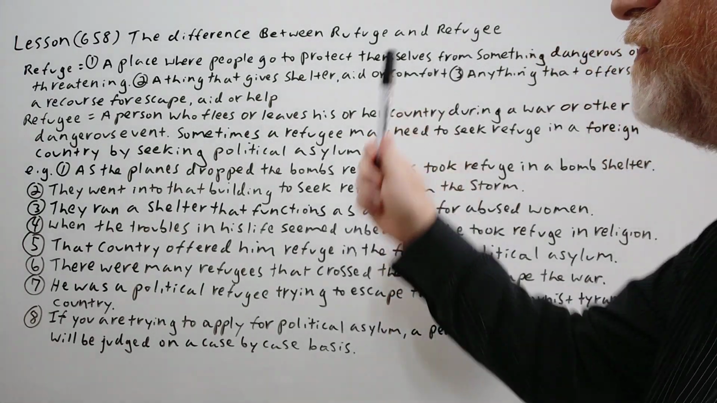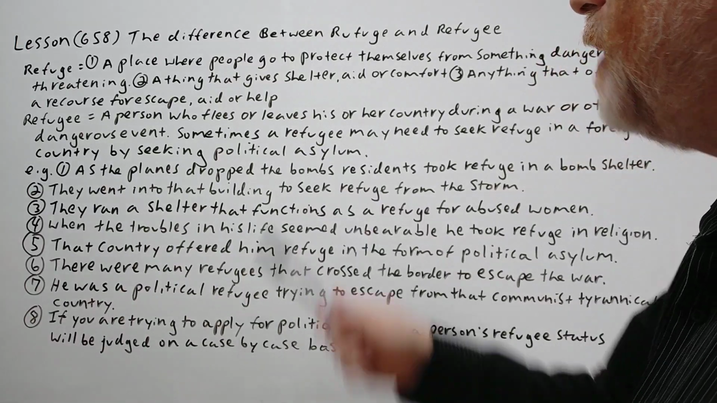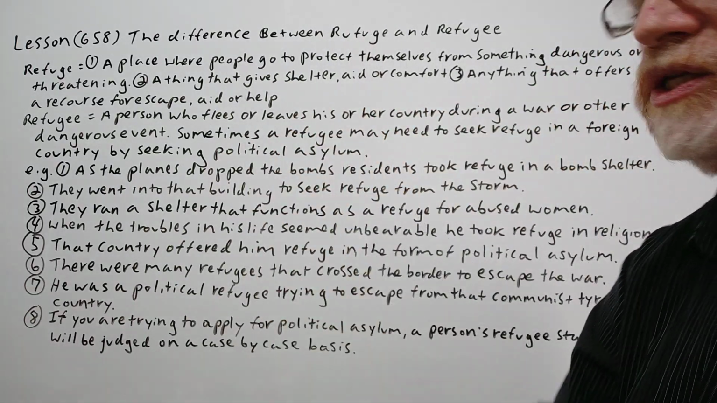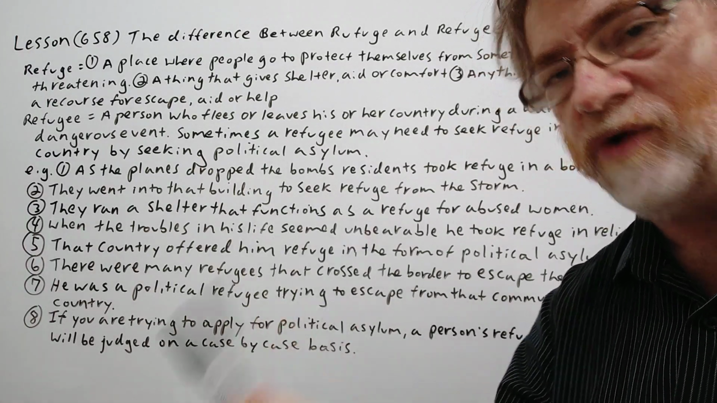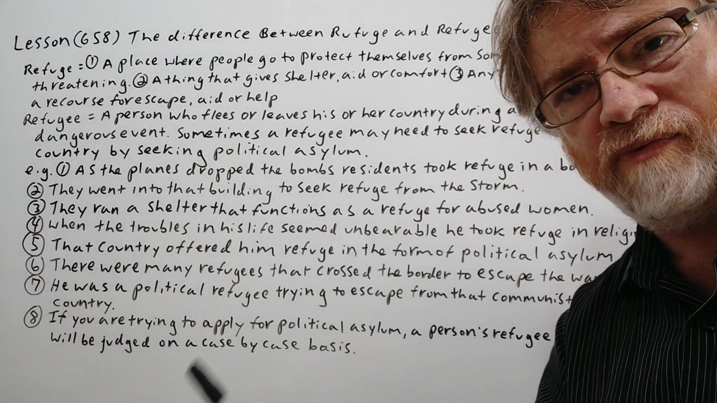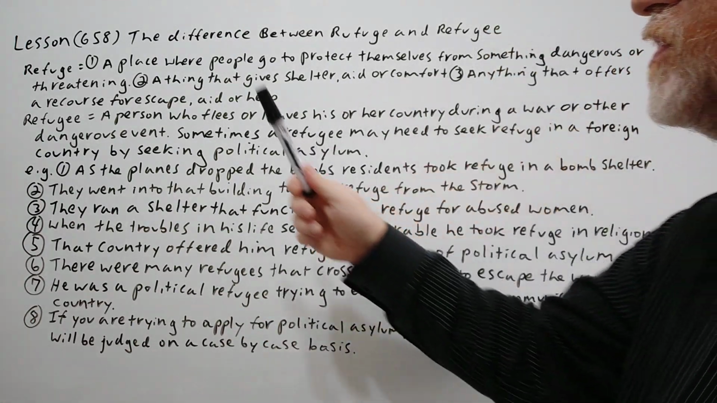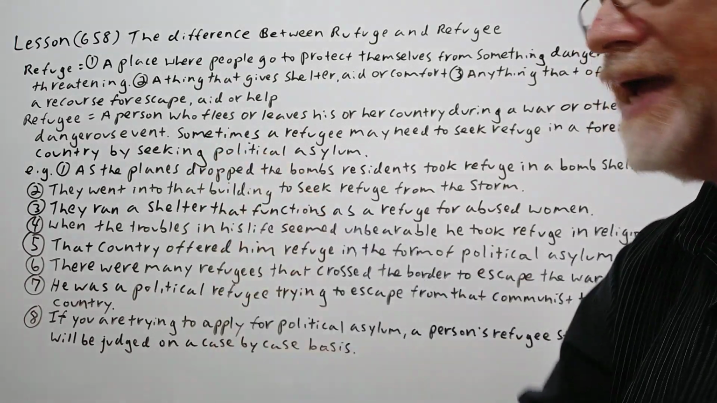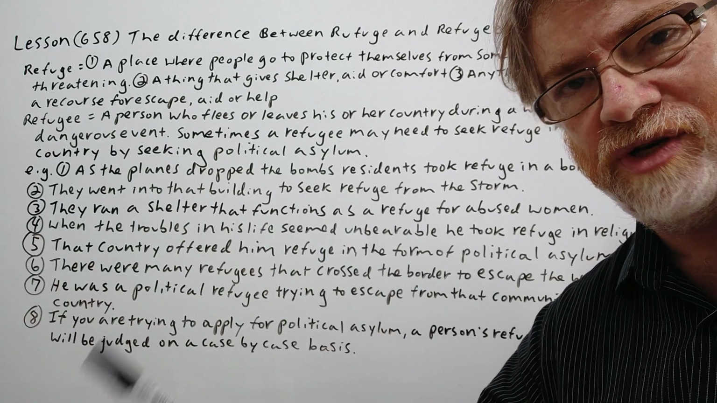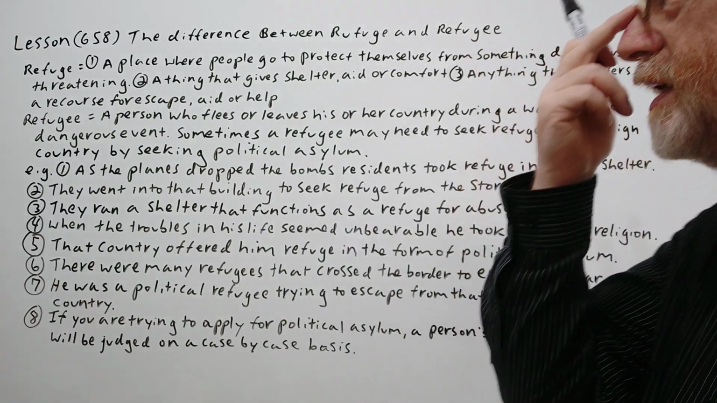All right, now let's cover refuge first. We have three meanings here. A place where people go to protect themselves from something dangerous or threatening, so we often use it with the place that offers the protection. A thing that gives shelter, aid, or comfort, so that could cover a lot. Or anything that offers a recourse for escape, aid, or help, from something that's dangerous or hurting or harming or really bothering somebody. All right, let's continue.